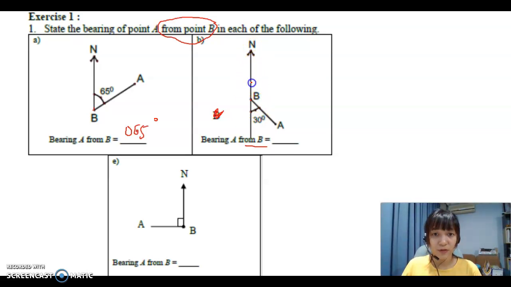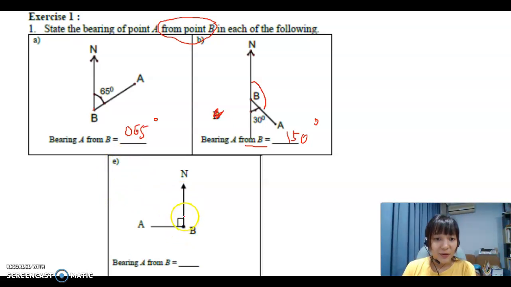So from north, you are going to measure the angle. You have to measure in clockwise rotation. Yeah, this is the angle. It's not given to you, but they gave you 30 here. How do you do it? One straight line is 180. 180 minus the 30, you get this angle, which is 150 degrees.